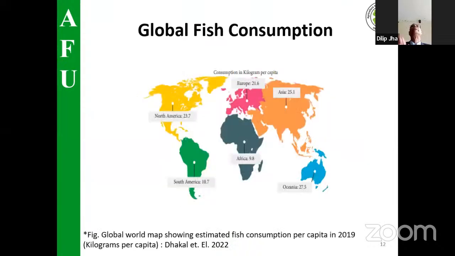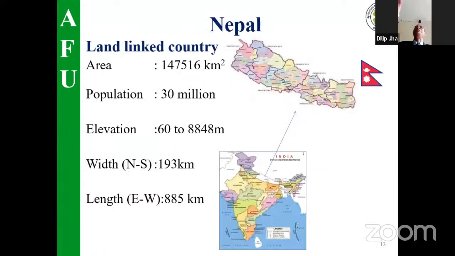Okay, so next, global fish consumption. The data was published in 2022, recently published, but it's data from 2019. Asia has the higher per capita fish consumption, followed by North America, then Europe, then other countries, and Oceania is more than even Asia. But if you look at Nepal, as I am going to show in the next slide, it's very less. Nepal is a land-linked country, no sea, nothing. You can say a landlocked country.